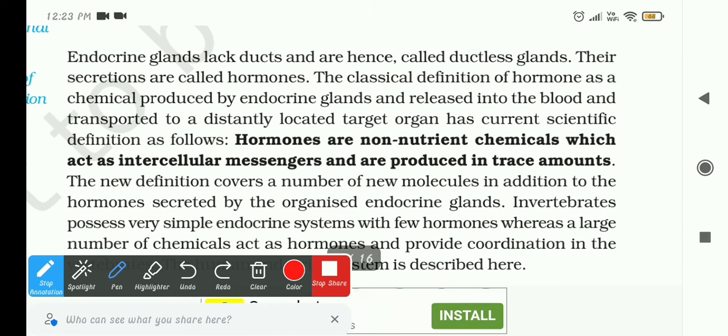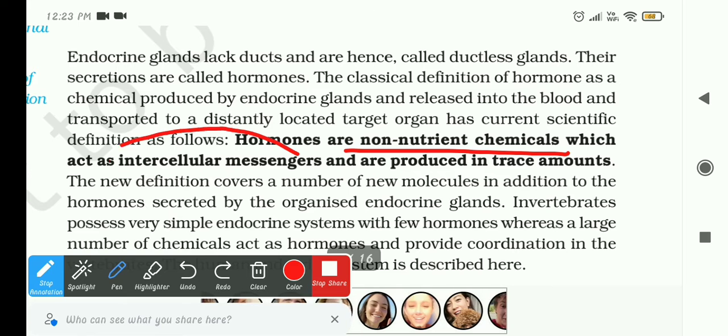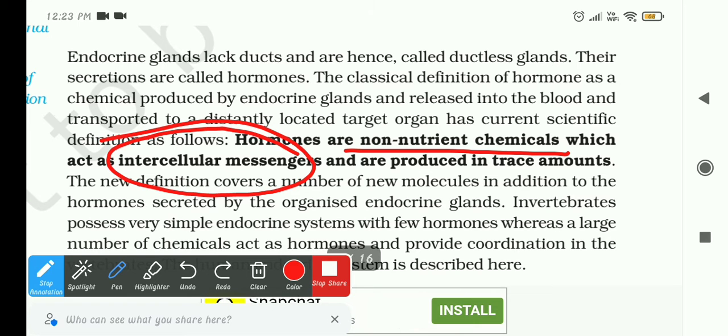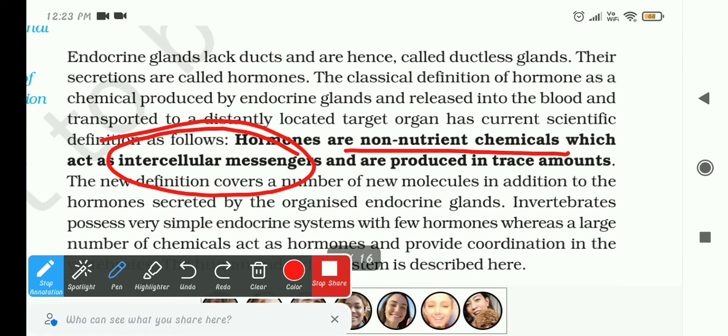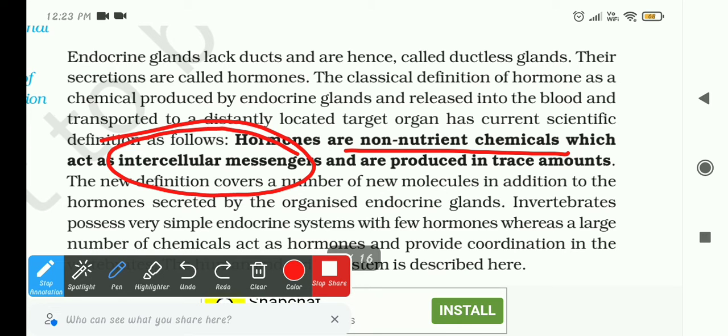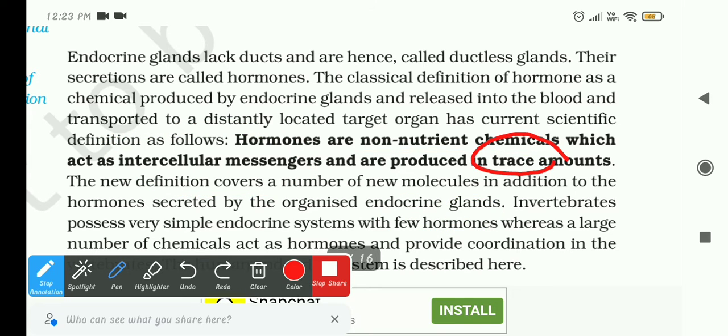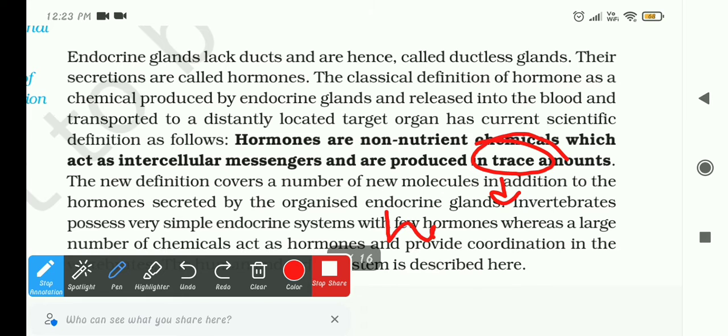So hormones are the non-nutrient chemicals which act as intercellular messengers. Intercellular messengers means the messengers which pass information between the cells. And they are produced in trace amounts, meaning they are produced in less amount.